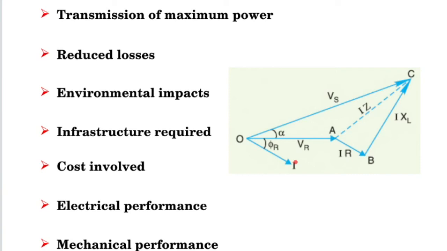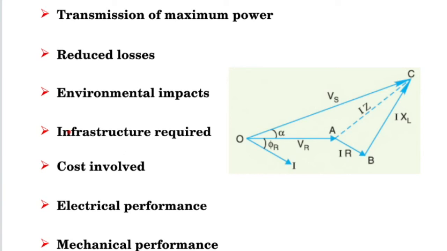Can anyone answer why the current is lagging behind? Current I is lagging behind the voltage VR by the angle phi r. Why is the current lagging in this phasor diagram? Can anyone answer? Due to it being inductive. That's partially correct.